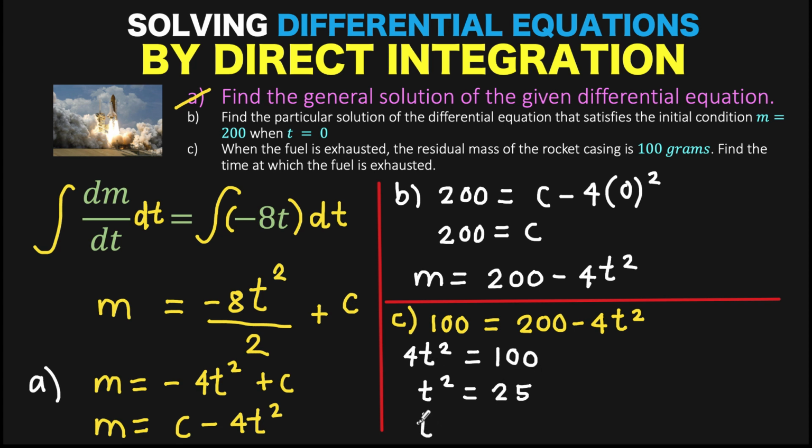And t is equal to plus or minus 5. But since we know that time is greater than or equal to 0, then we only accept time equals positive 5 seconds. So 5 seconds is the time when the fuel is exhausted. And that's how we apply solving differential equations by direct integration in this real-life situation. In the next video, we are going to talk about solving differential equations by separation of variables.